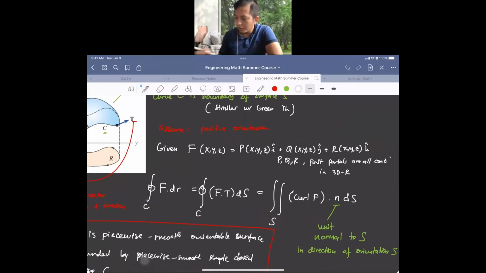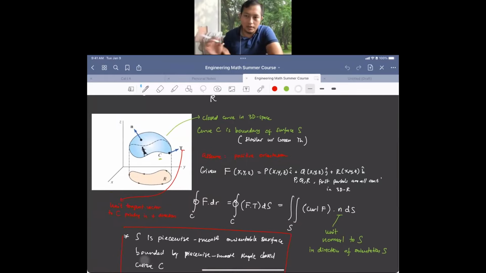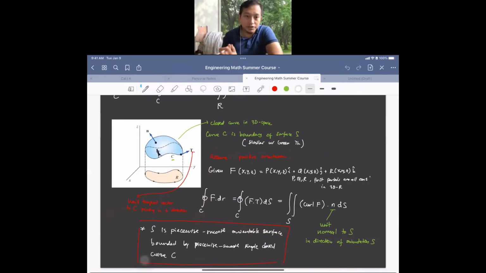So at the end, we have a closed curve line integral, and we can make this line integral of f dot dr become a surface integral, a double integral with the region S, and then we have curl f dot n dS. Okay, and n is the unit normal to the surface S. And the unit normal we can find through the del of the function that we define.